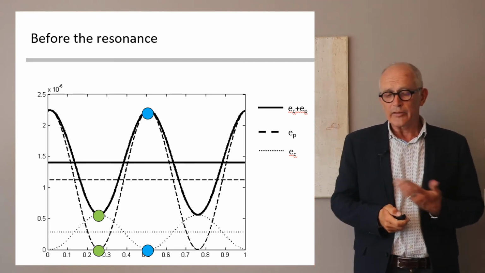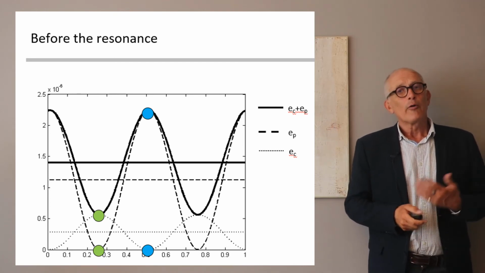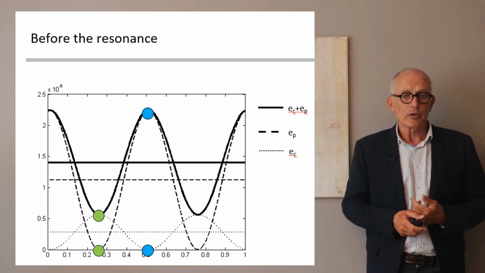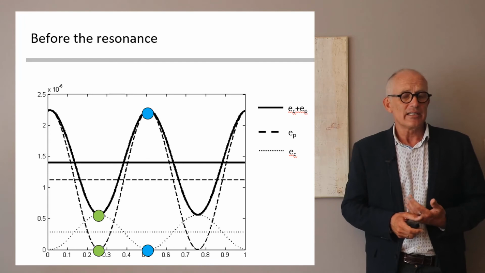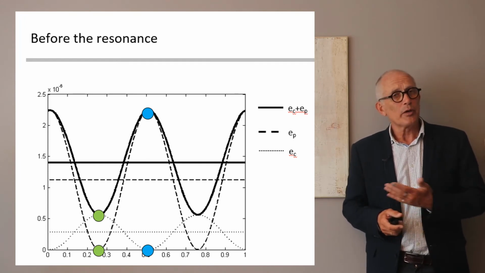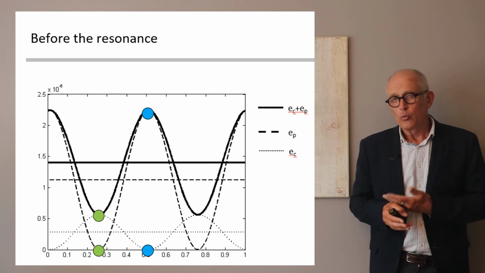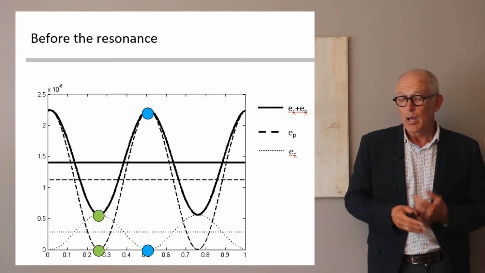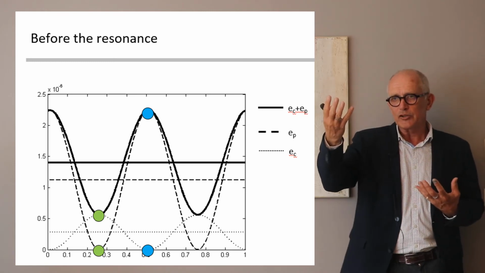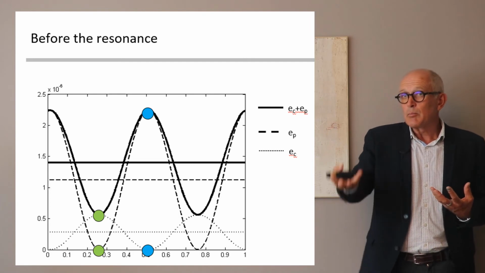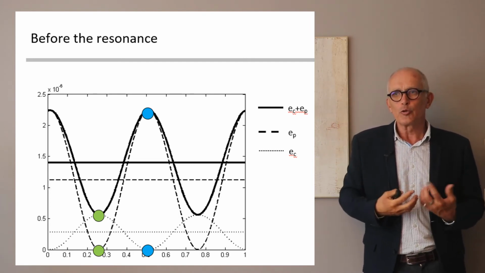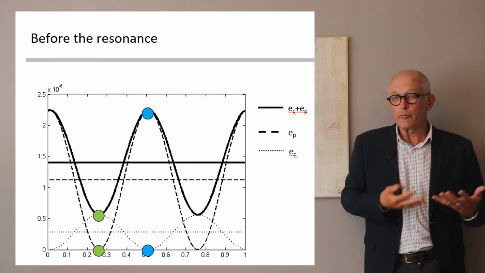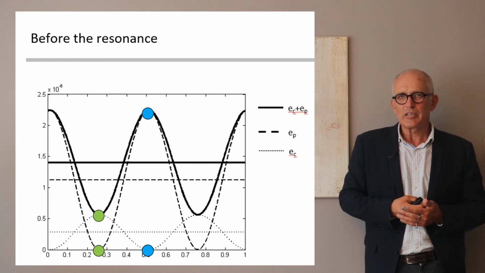But let's look at two instances. First, the green points. At the green points, we see that the potential energy is 0, the kinetic energy is maximum, and at the blue dots, a quarter of a cycle later, we have the opposite: the kinetic energy is 0 and the potential energy is maximum. But what we see is that the maximum potential energy, the maximum energy stored in the spring during the cycle, is larger, at a frequency before the resonance, than the maximum kinetic energy.